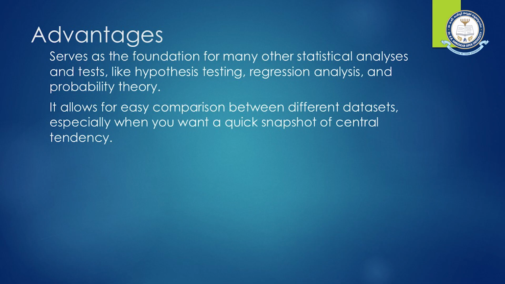In a normal distribution, that relationship can be clearly established. It represents all data points. As I have already mentioned, in calculation of mean, we add all the values. That means we take all the values into consideration in calculation of mean. It serves as the foundation for many other statistical analyses and tests like hypothesis testing, regression analysis, probability theory, etc. It allows us to compare different data sets, as I have already explained, and we can easily know about the shape of the data by calculating the mean. The mean is highly sensitive to extreme values.